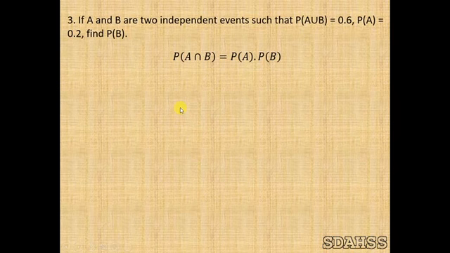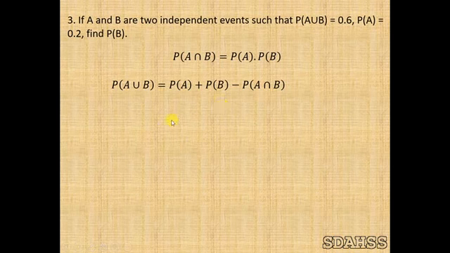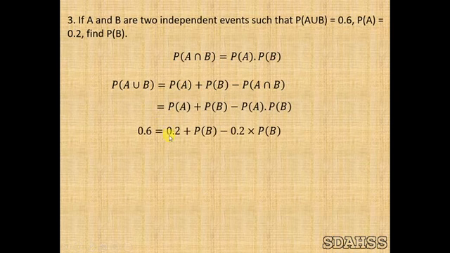Then consider P of A union B. We know that P of A union B is equal to P of A plus P of B minus P of A intersection B. Substitute the values. So you have 0.6 is equal to 0.2 plus P of B minus, in the place of P of A intersection B, we can write P of A into P of B. Here also you have to substitute the value. In the place of P of A, you have to write 0.2 into P of B.